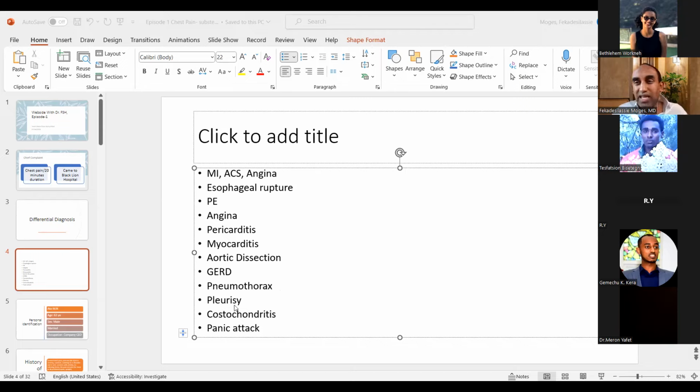Pleurisy is also less likely because there is lung in the anterior chest. So still pleurisy can happen in the anterior chest. Substernal signifies the pain is located centrally. It's anterior and central to the chest. So there are still possibilities. Pneumothorax, pleurisy, there are still possibilities. Is this patient really having pleurisy? Pneumothorax, we'll find out in the next few minutes. Sounds good?